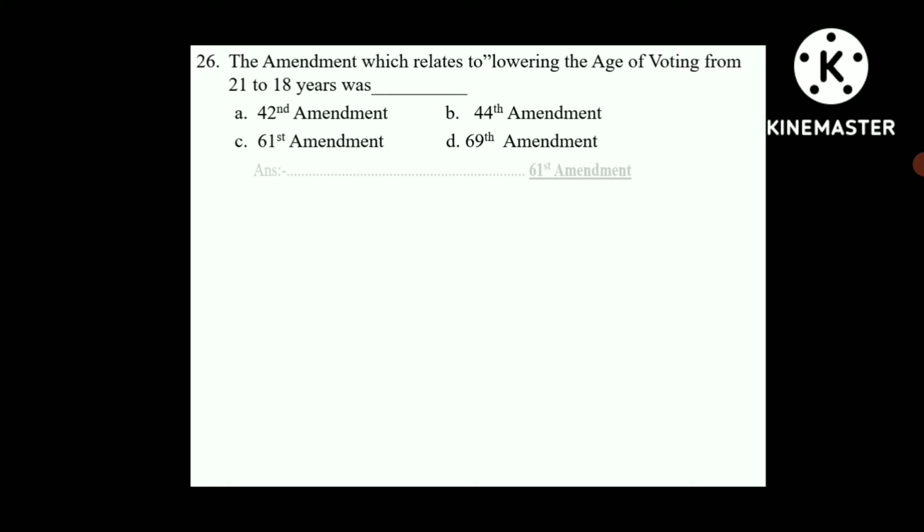The amendment which relates to lowering the age of voting from 21 to 18 years was a very important question. The amendment which reduced the voting age, that is 21 to 18 years. Now one who is 18 years and above can vote. So this amendment was the 42nd amendment, 44th, 61st or the 69th. It was the 61st amendment.